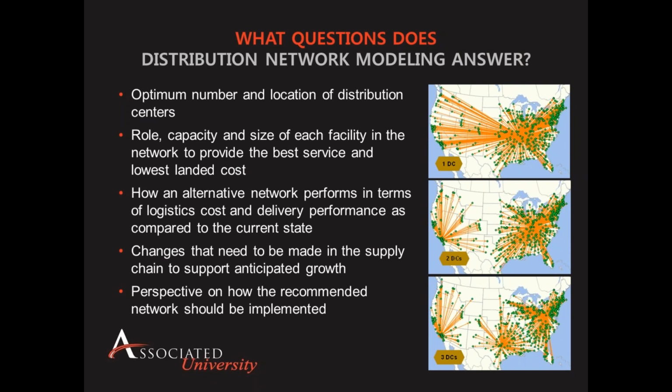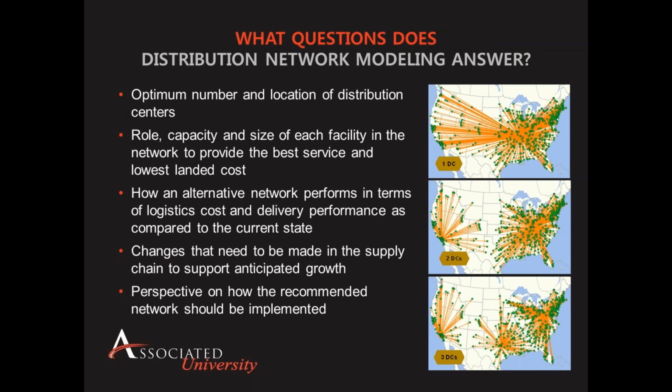So at this point it's probably apparent what sort of specific questions a network model can help you answer, but I'll run through these very quickly. We'll walk through the process here in just a minute, but the key question a network model can help you answer is, what is the optimal number and location of your distribution centers? Should you have 1, 2, or 3? Should they be located in Memphis, Dallas, Los Angeles, Atlanta? The model can help you explore, quantify and identify that optimal number and locations.